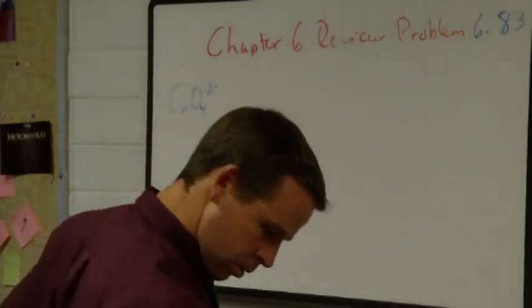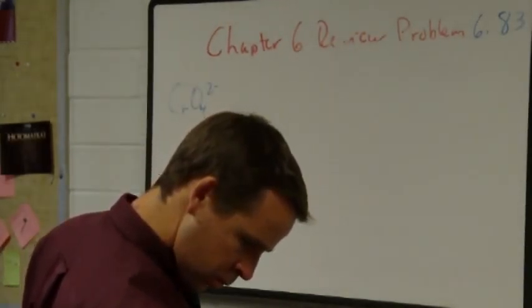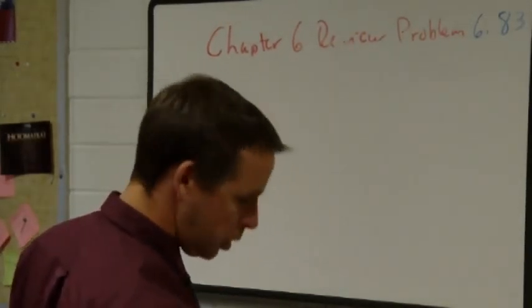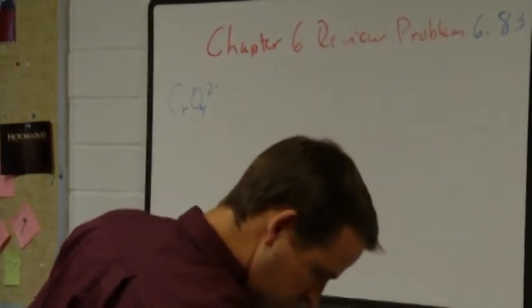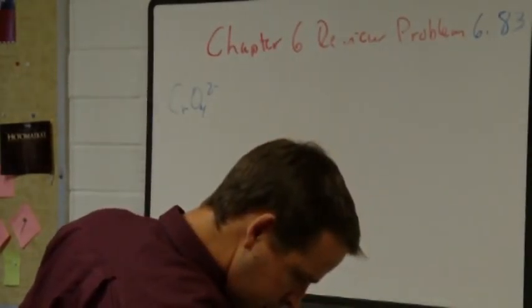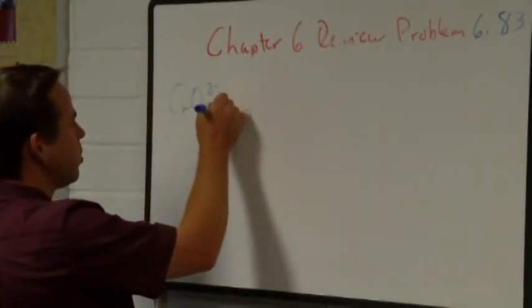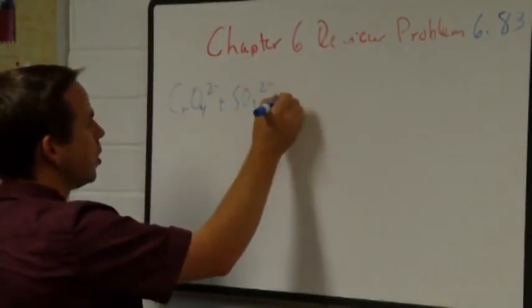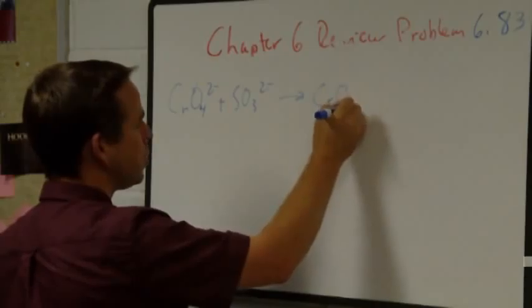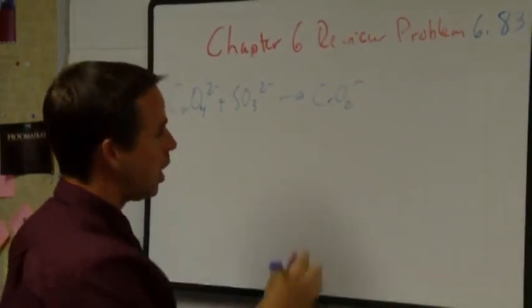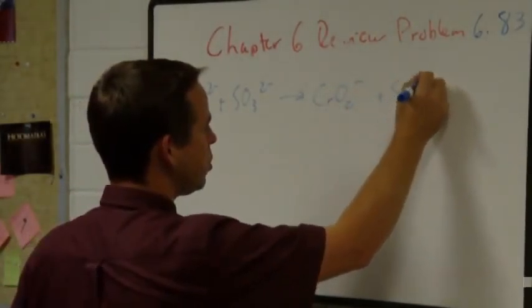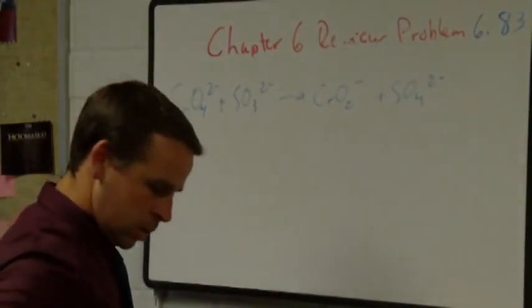Is that right? Where are we at? 83. CrO4 2- and SO3 2-, and this is going to CrO2- and SO4 2-. Is that right?